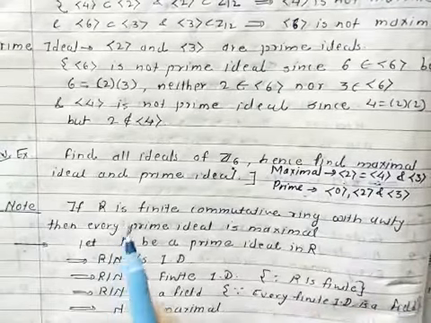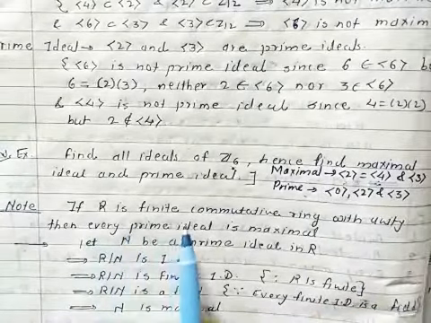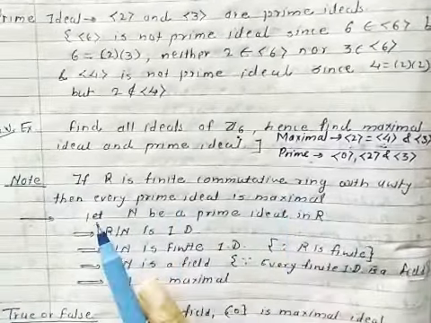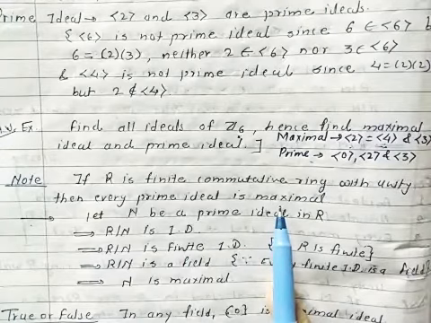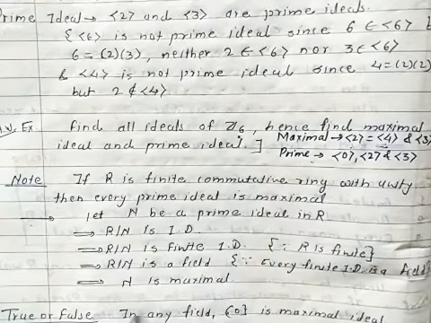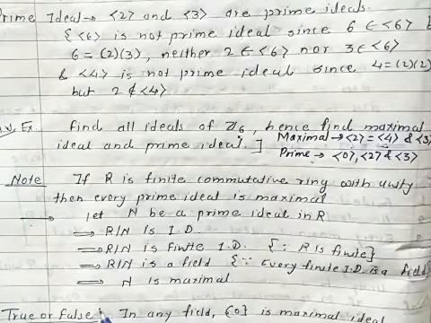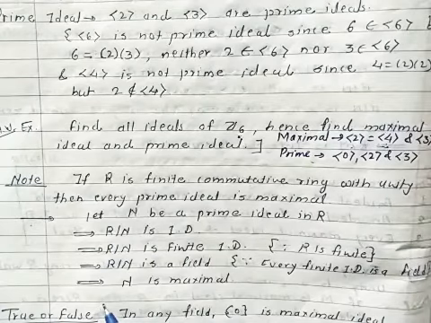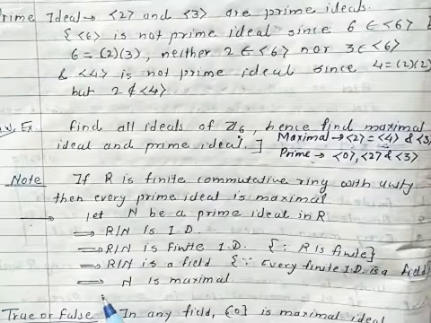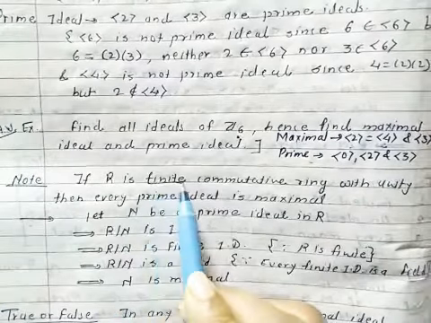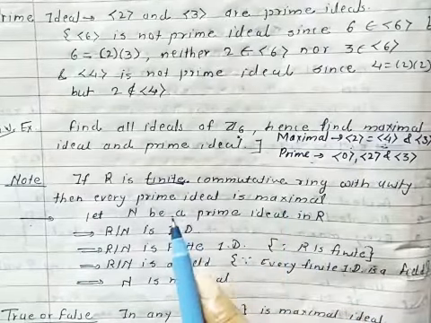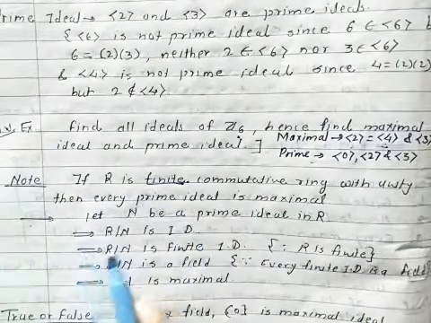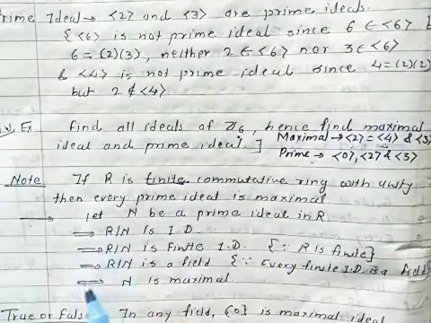Now here is one note: if R is a finite commutative ring with unity, then every prime ideal is maximal. In the last lecture we have seen that every maximal ideal is a prime ideal, but the converse is not true. So when will this converse be true? This converse will be true if R is finite. If R is finite, then every prime ideal will be maximal. So here is a proof.